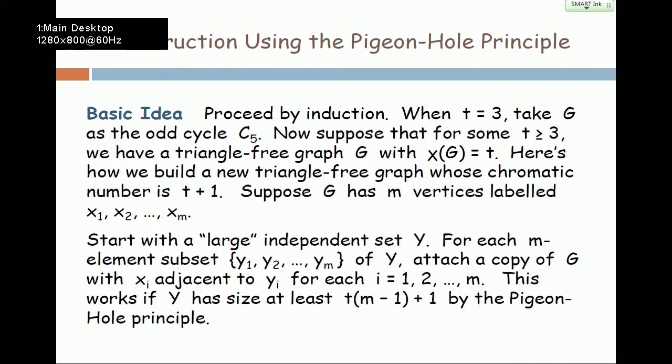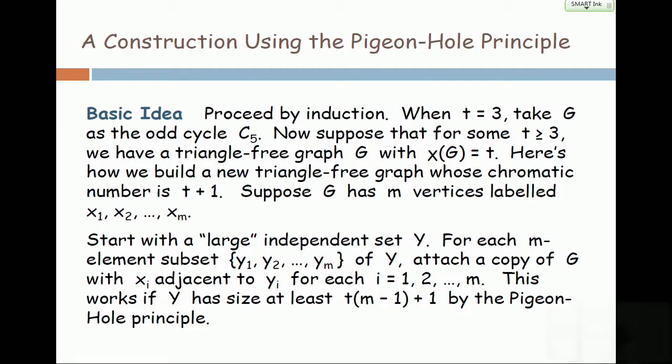Okay, so that's our first argument. And in the bottom paragraph, I actually write down what the pigeonhole result is and the explanation for when T is 3, it's 3 times M minus 1, M is 5, 3 times 4 plus 1 is 13. But it grows much, much faster.